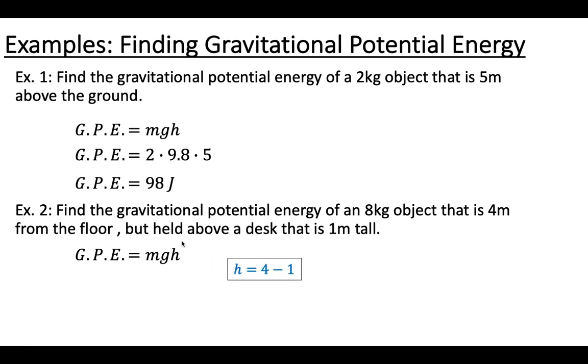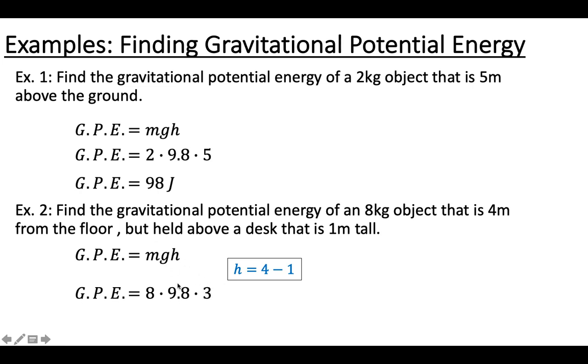So, but this time for h, we're going to have to do some subtracting here, because 4 meters is from the ground, but it's not going all the way down to the ground. It's above a desk, so it's going to hit the desk and stop there. And the desk is 1 meter tall, so it's not going to go 4 meters down. It's going to go 4 minus 1, and that's 3. So 3 goes in the h spot right here.